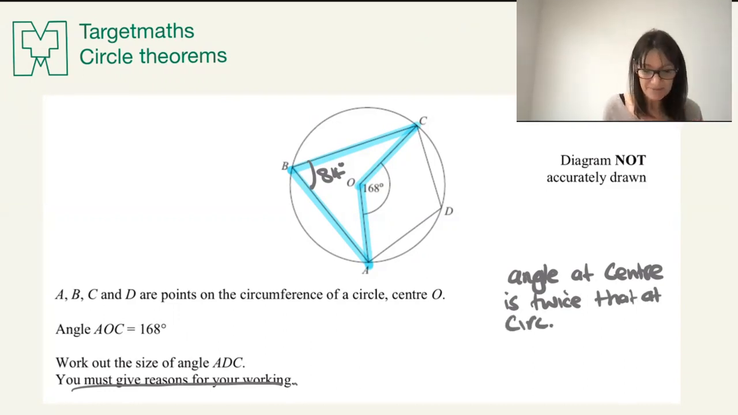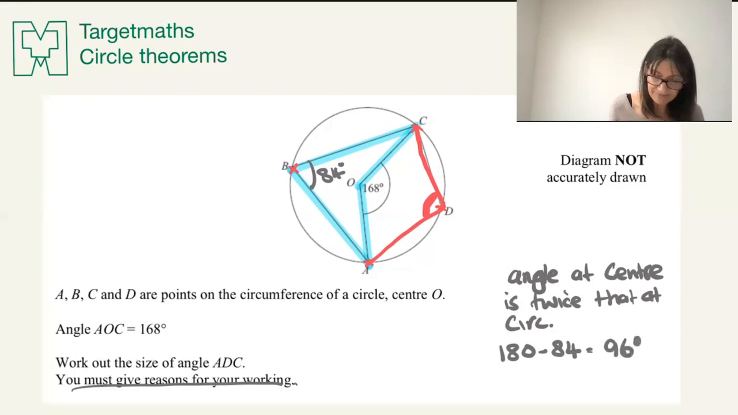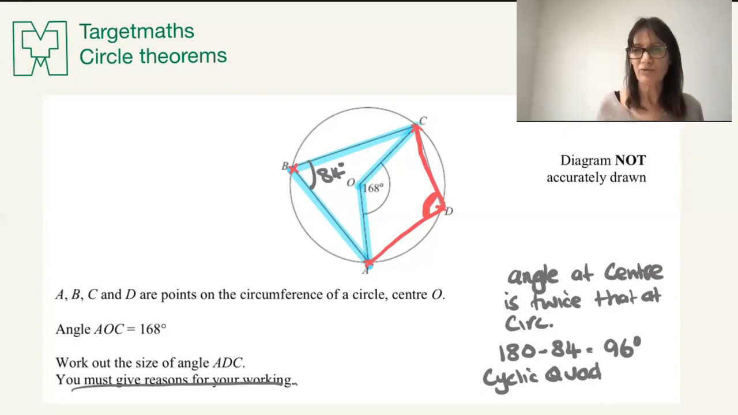So I've got that. Then I have got 1, 2, 3, 4 points on the circumference. So I've got a cyclic quadrilateral, and remember that opposite angles add up to 180. So to find ADC, A to D to C, which is the angle we're now on, I'm going to be doing 180 take away 84, which is 96 degrees. And to finish off, I've got to write down how I made it 96, and I used the rule cyclic quad: opposite angles add up to 180. I would want to write that in full.